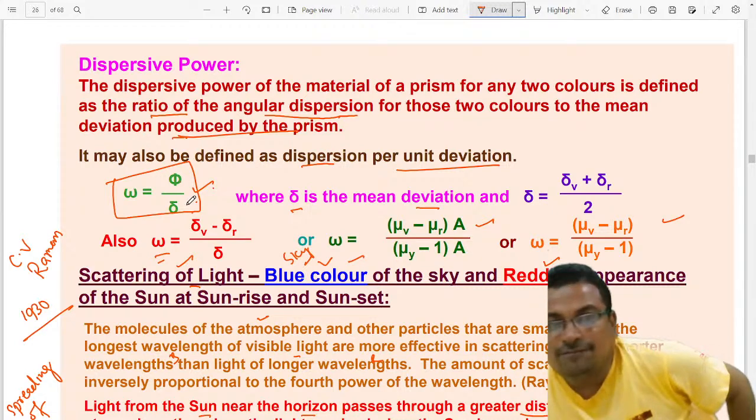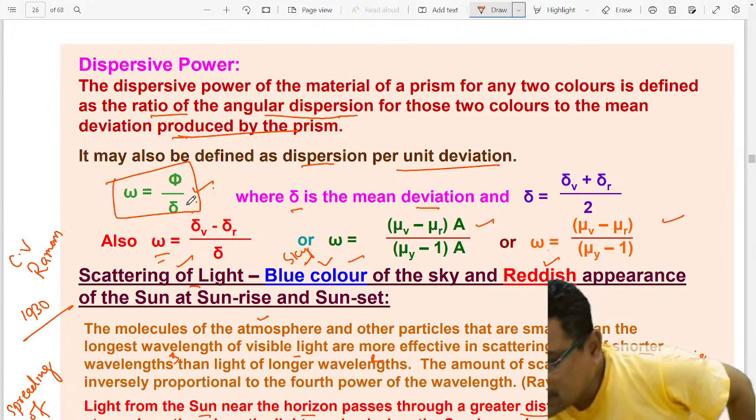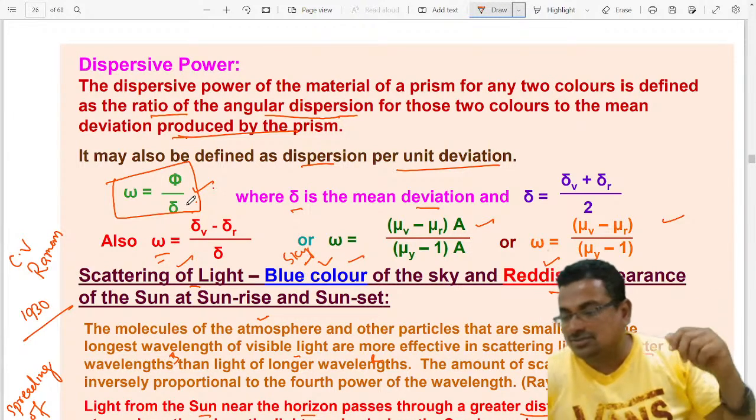The ratio of angular dispersion for, yes, sir. Hi, Sri Lakshmi ji. Hi, Chaitra ji. That is dispersive power now. Dispersive power is like this only.